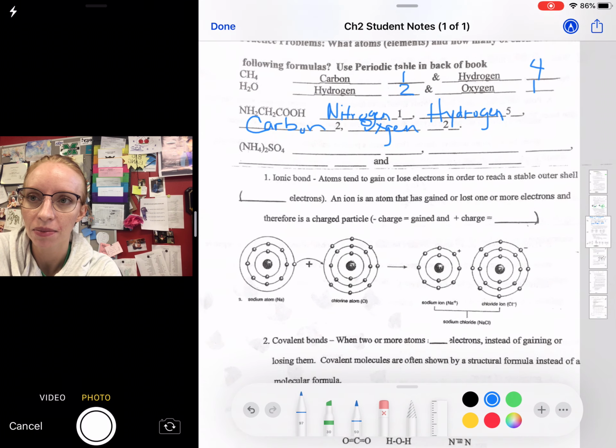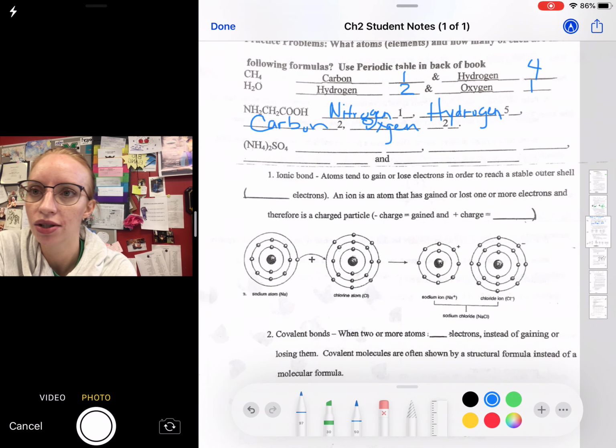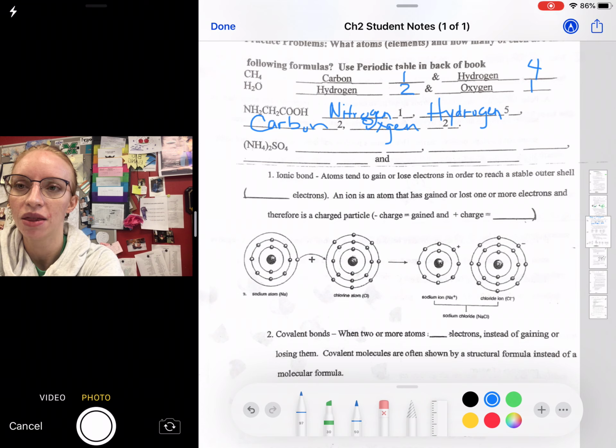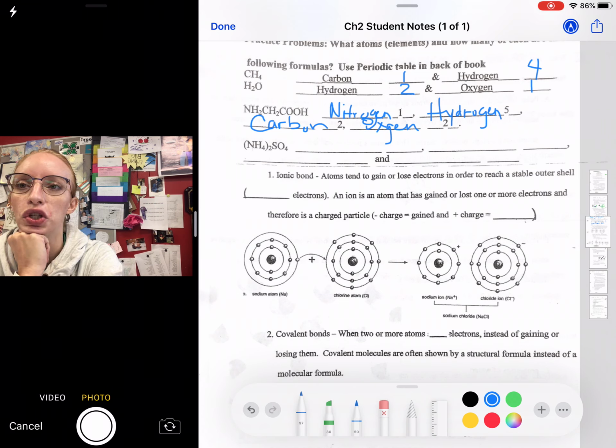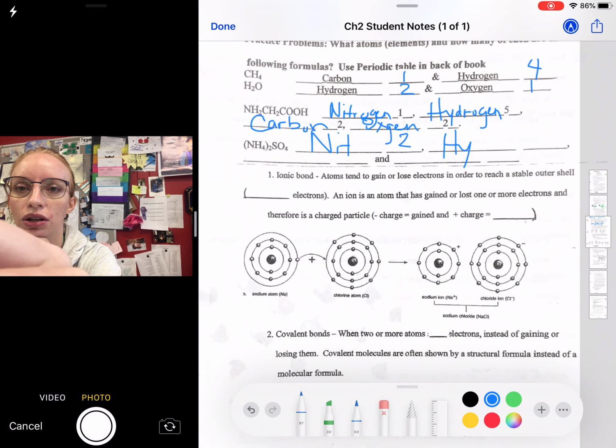So our next example has a parentheses, and it's just like in math. Anything outside the parentheses multiplies what is inside the parentheses. So you have a 2 outside, so it's saying that there are 2 NH4 groups in this molecule. So that means you have 2 nitrogens, and 2 times 4, you have 8 hydrogens. So I'm going to shorthand this. Nitrogen, you have 2. Hydrogen, you have 8.